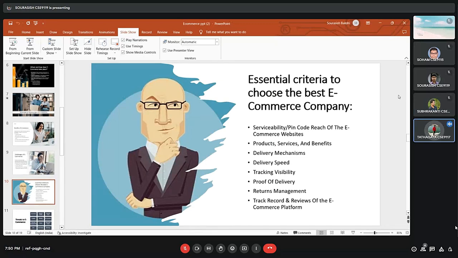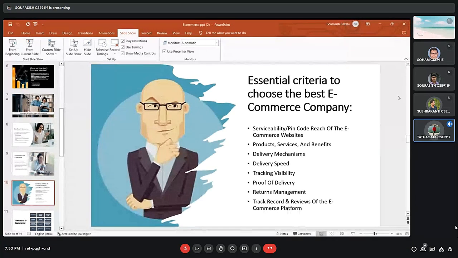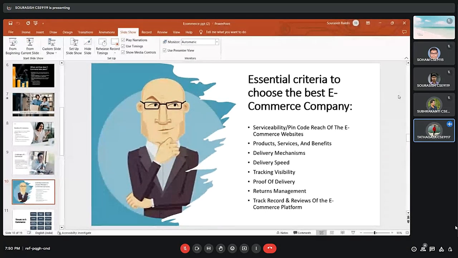I'm Tathagata Kaur. Now I'll be discussing the essential criteria to choose the best e-commerce service in India. So the first point is service and, of course, the reach. It is the most important factor to consider when deciding which e-commerce firm to shop from, right? Those who deliver or ship your desired products conveniently are undoubtedly the best.